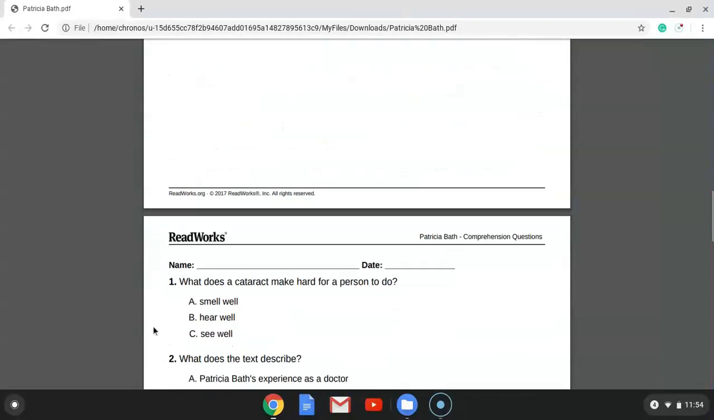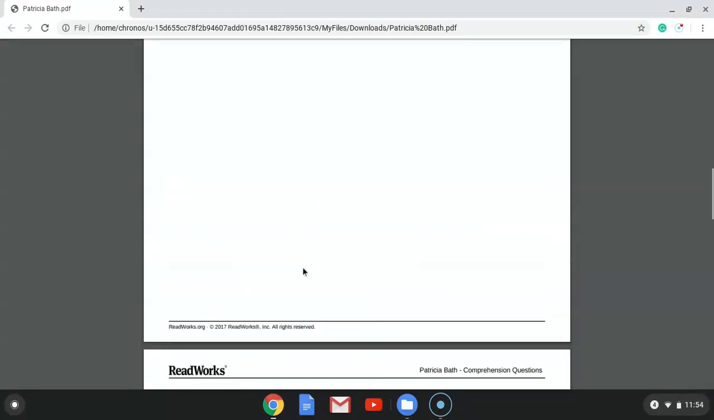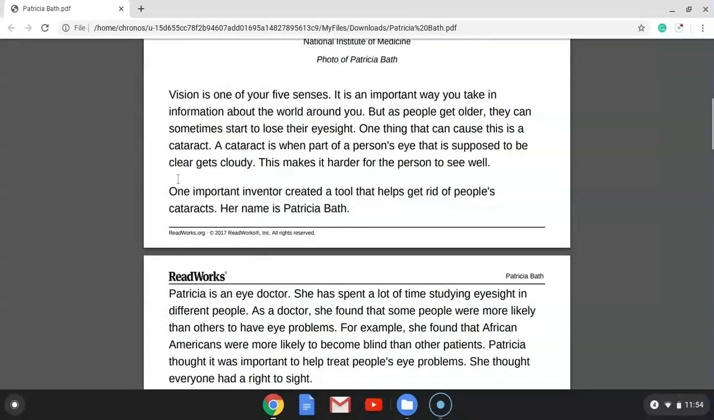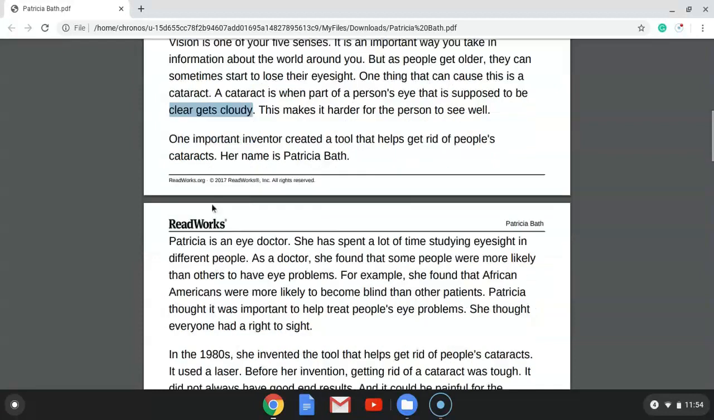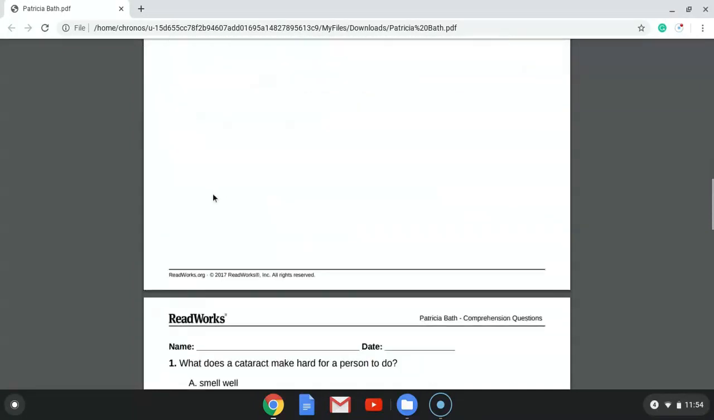Let's go back to our answer choices. Smell well, that doesn't relate to our eyes. That's one of our senses, but it does not relate to our eyes. B, hear well. Nope, that's hearing. C, see well. That relates to our eyes. What does a cataract make hard for a person to do? See well. And the reason why is because their eye that is supposed to be clear gets cloudy. So that is the problem that a cataract will cause.